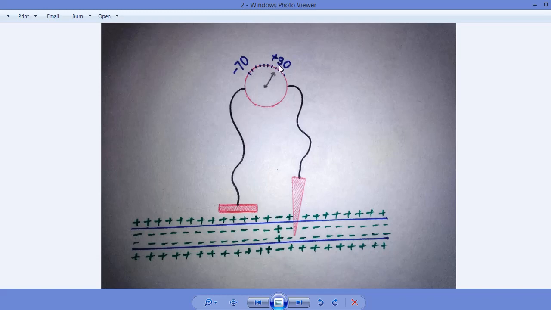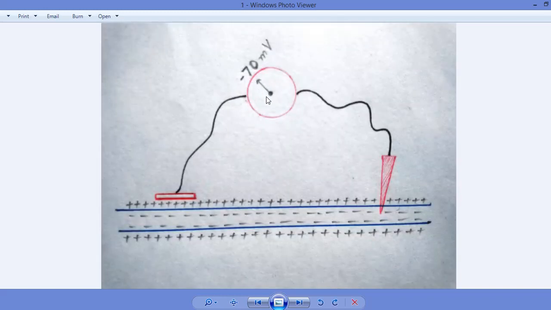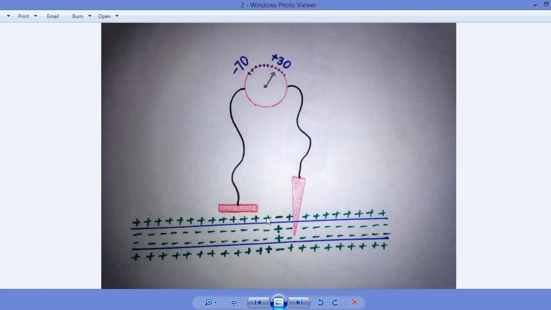This can be shown in this diagram. The resting membrane potential was minus 70, as we figured out in the previous diagram. But if this membrane is passing an action potential, what will happen? It will go from minus 70 to plus 30, and that is actually the depolarization step of the action potential. We can see here that the positive charge is going inside.